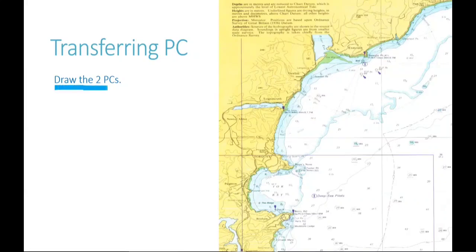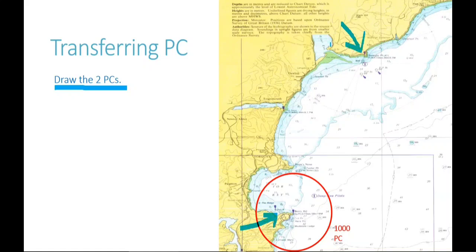First of all, we draw both the position circles. We have the centers as well as the radius with us. The first position circle, for 1000 hours, is based on the Berry Head Lighthouse, so we draw our first position circle here. The second position circle is for Start Point, so we draw the 1100 position circle. This is the second position circle.